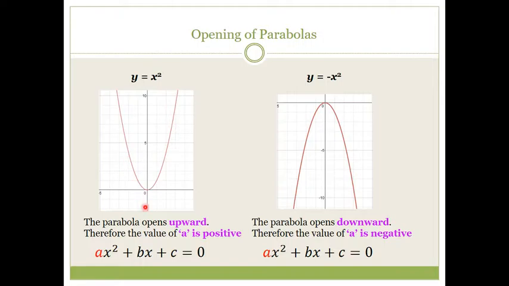It opens up. What's the value of a for the equation y equals negative x squared? If you said negative 1, then you are correct. We don't see the ones written there, but when they're not there, they're implied, right? Same thing if you have an exponent that's not there, then it's implied that it's a 1.